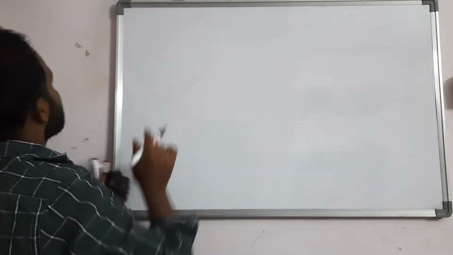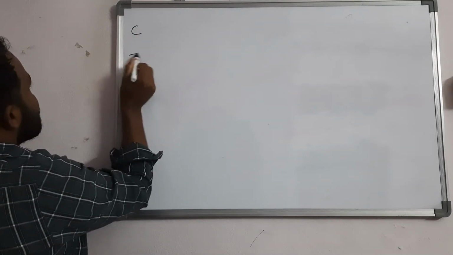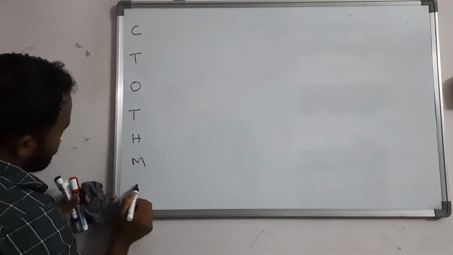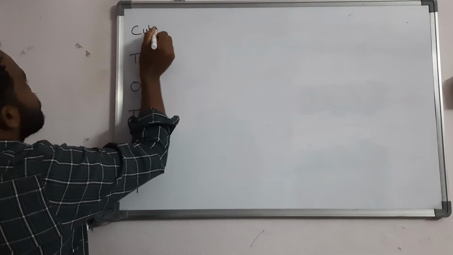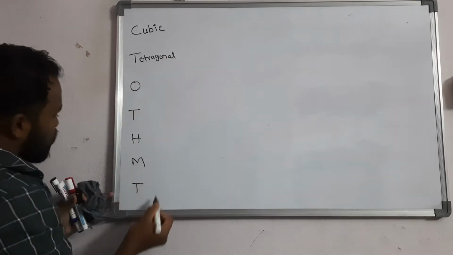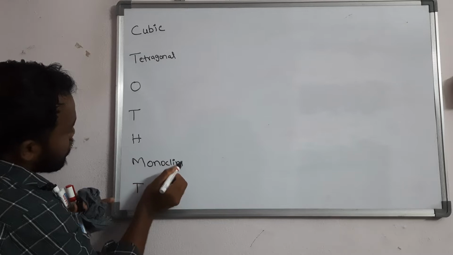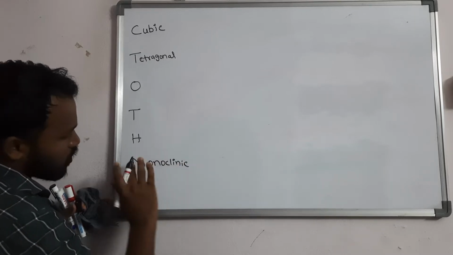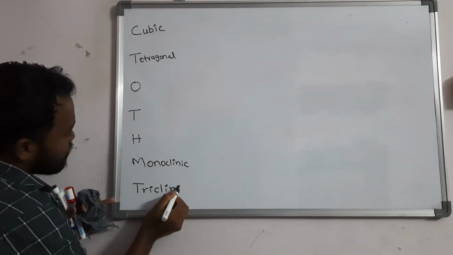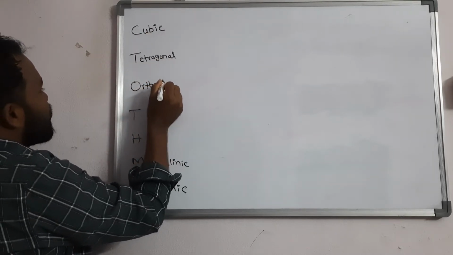Right. First, CTO, right? 7 systems I am going to write. That is what? First, C, T, O, T, H, M, T. First is cubic. Second one is tetragonal. Wherever for the last two it is monoclinic, then triclinic. Both are same terminology, clinic. Monoclinic, triclinic. Here cubic, tetragonal. Then next one is orthorhombic.